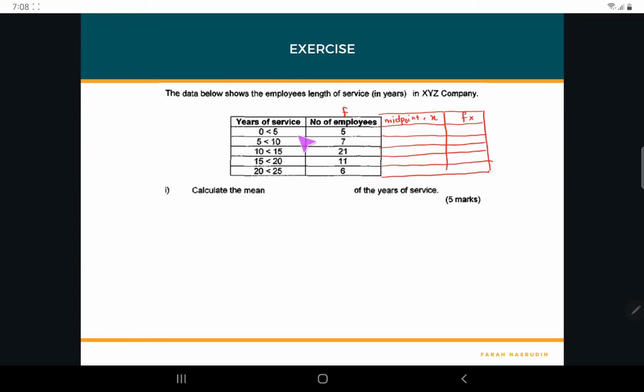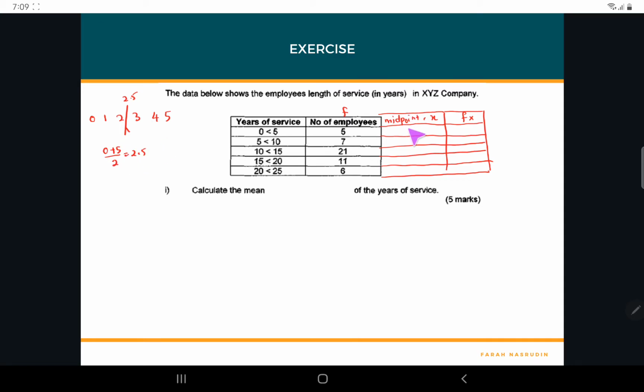Okay, what is the midpoint for this interval? 0 until 5, meaning that we have 0, 1, 2, 3, 4, 5. The midpoint here is 2.5. Or we can use the formula (0 + 5) divided by 2, which is 2.5.